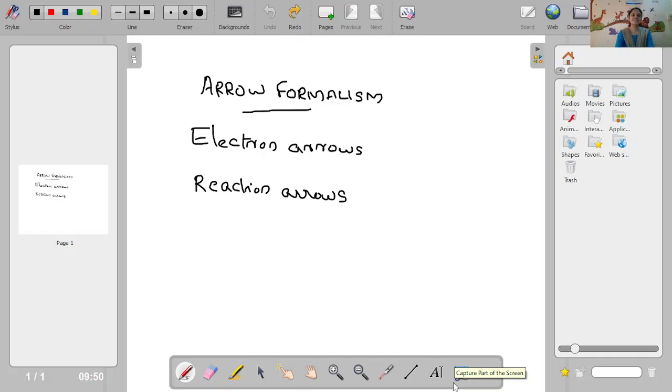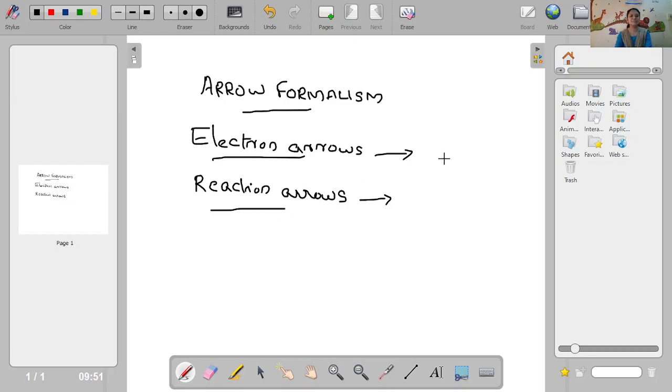Dear students, now we can discuss an important topic in organic chemistry, that is nothing but arrow formalism. You may know what arrows are, so we are discussing arrow notation or arrow formalism. Generally, arrows are used to represent either the transfer of electrons or a reaction. That means we have two types of arrows called electron arrows and reaction arrows.